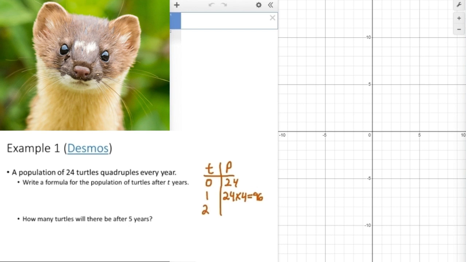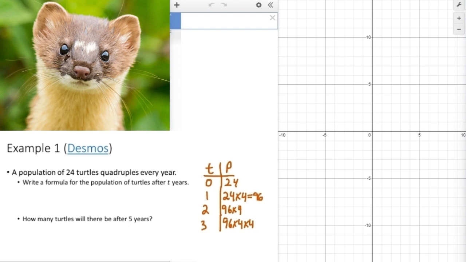How would we figure out the population next year? Well, again, every year, the population is quadrupling. So to calculate, we would multiply last year's population by 4. And the same thing goes if we were to calculate year 3. We would just multiply last year's population by 4. And we would keep multiplying by 4 each year as we go. This is the characteristic of an exponential growth problem. To get to the next time, we would multiply by our growth factor.